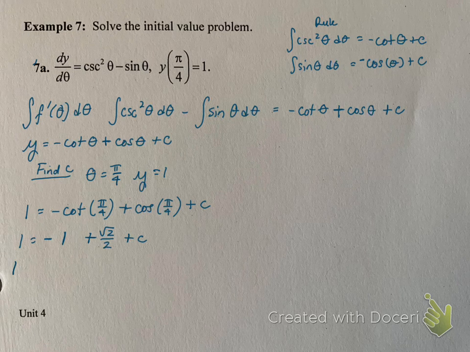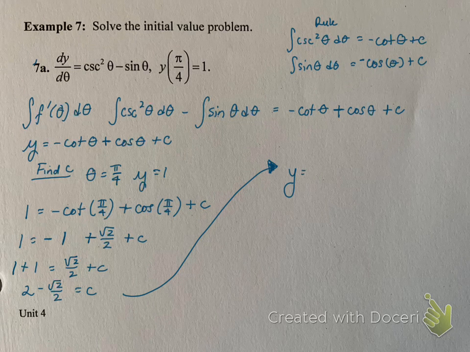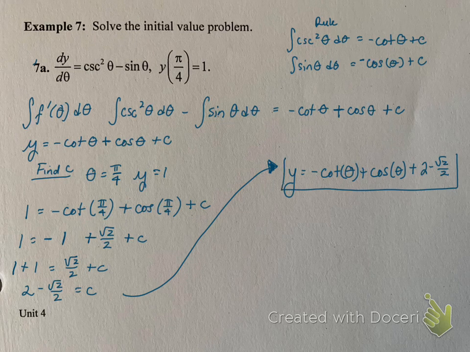So I got to get c by itself. So I'm going to do 1 plus 1 equals square root of 2 over 2 plus c. So this becomes 2, and then minus radical 2 over 2 equals c. So 2 minus radical 2 over 2 is what c equals. So my last step is to put the pieces together. So my original function, remember, was negative cotangent theta plus cosine theta, and then instead of putting plus c, I'm going to tack on that 2 minus radical 2 over 2. And that is my exact value for the function.